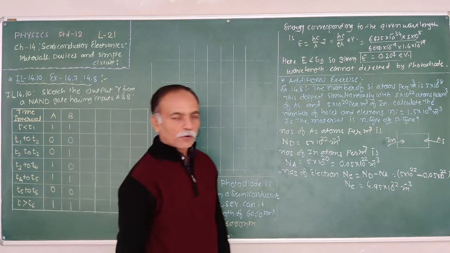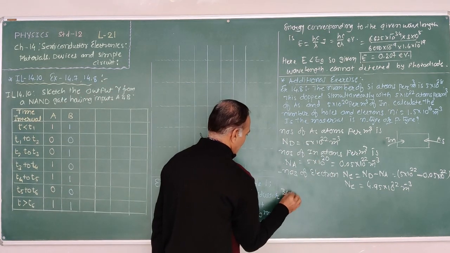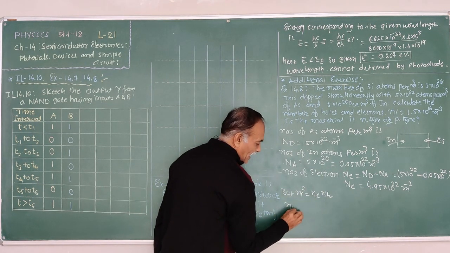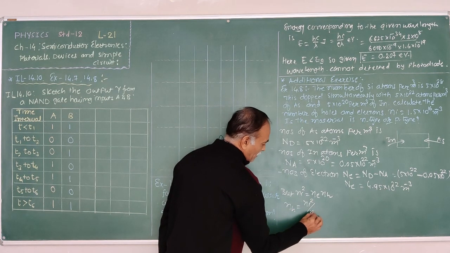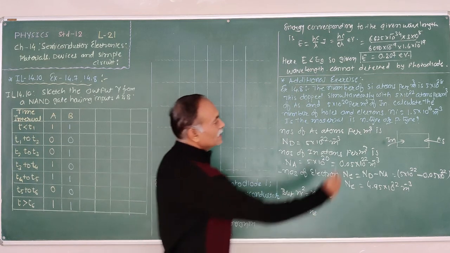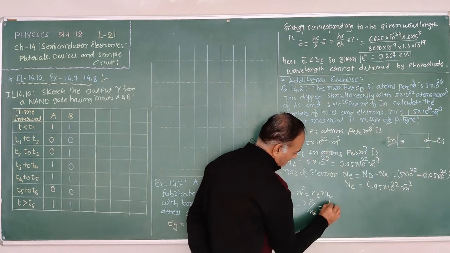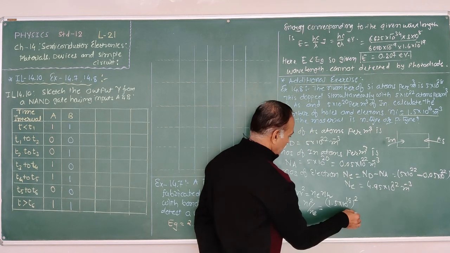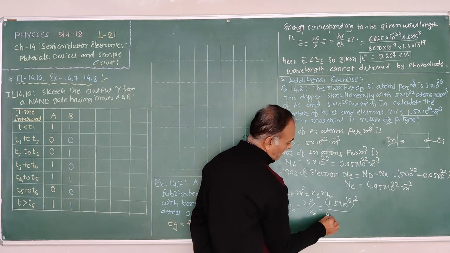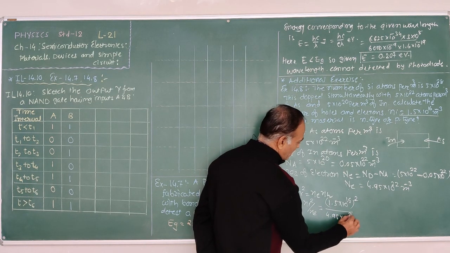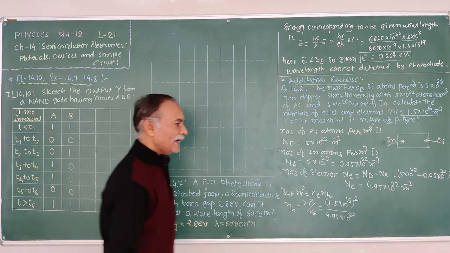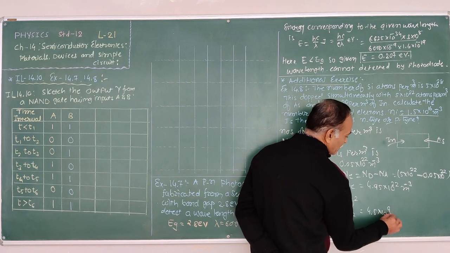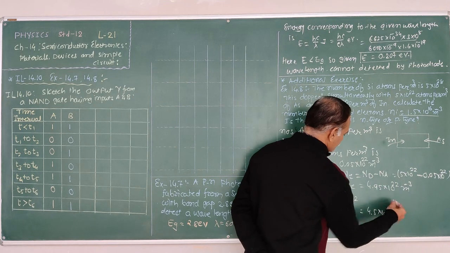Now we have to find out the number of holes. We know the equation Ni squared is equal to Ne into Nh. Therefore, Nh is equal to Ni squared upon Ne. Ni is given as (1.5 into 10 to the power 16) whole squared, upon the number of electrons, 4.95 into 10 to the power 22. As we simplify, we obtain the number of holes as 4.5 into 10 to the power 9 per meter cube. That is the number of holes.